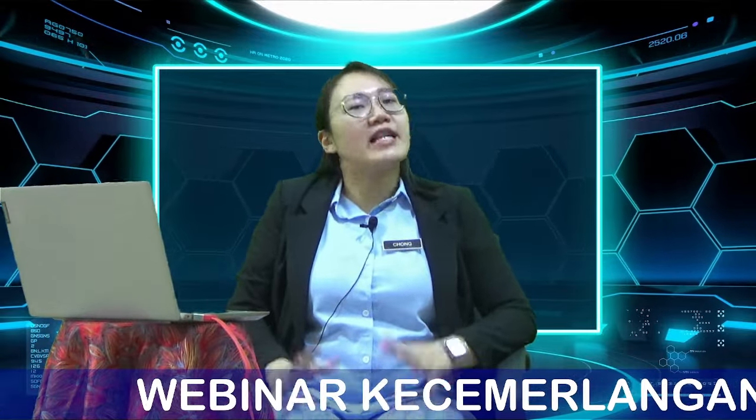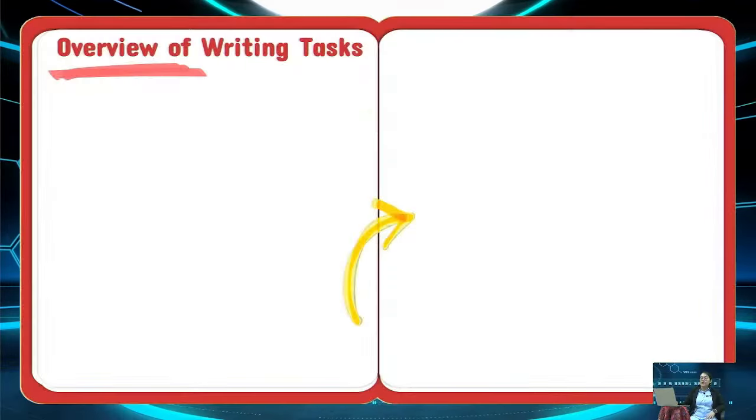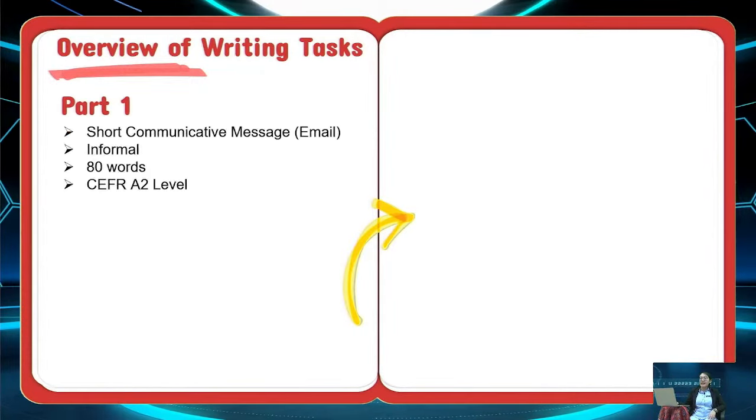All right, first, let's start. First of all, let's look at the overview of the writing task. So first of all, we all know already, for the writing test, we have 3 parts. The first part is a short communicative message where you are required to write an email of 80 words. It is informal writing and CFR A2 level.